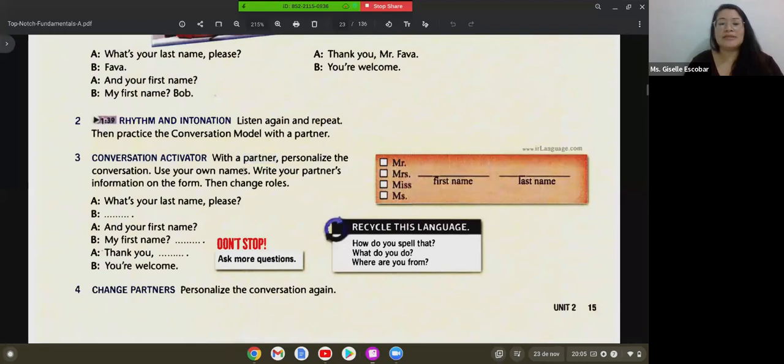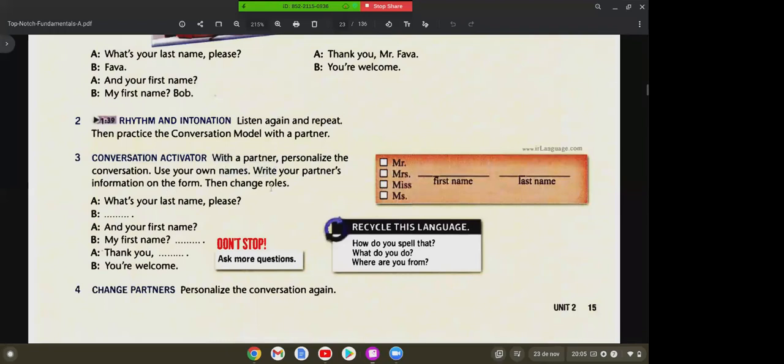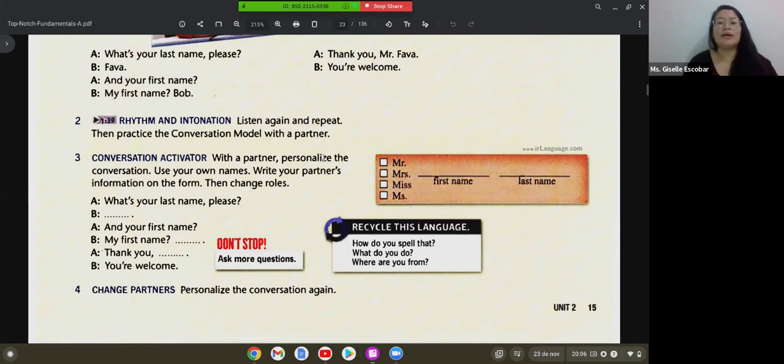So, ¿qué nos están diciendo estas directions? Estas instrucciones. Con un compañero personaliza la conversación. Sus propios nombres, escribe la información de tus compañeros de esa forma y luego cambia el rol. Change roles. Después más bien van a cambiar el orden de la conversación.